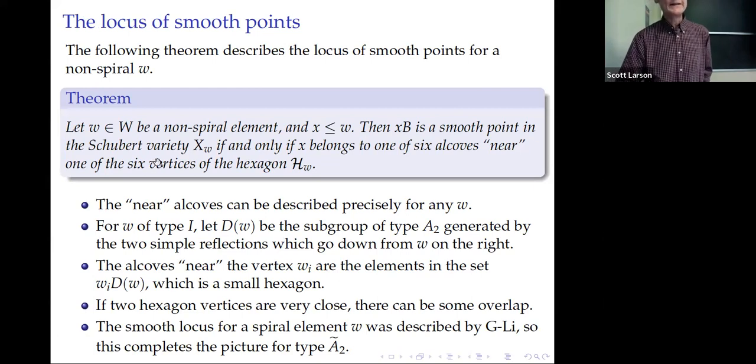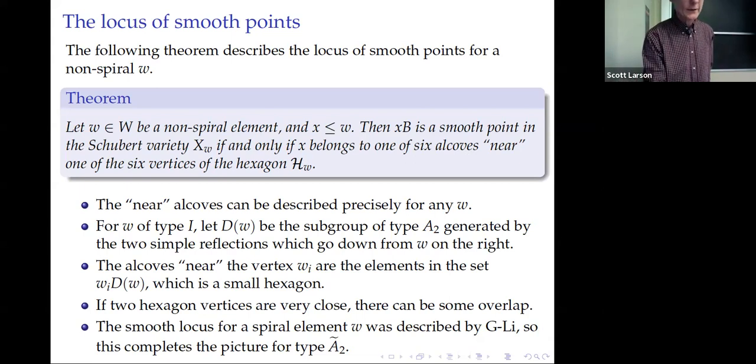So here's a theorem describing the locus of smooth points. If W is not a spiral element and x is less than W, then x is a smooth point if and only if x belongs to one of 6 alcoves near one of the 6 vertices of the hexagon. And these near alcoves can be described very precisely.